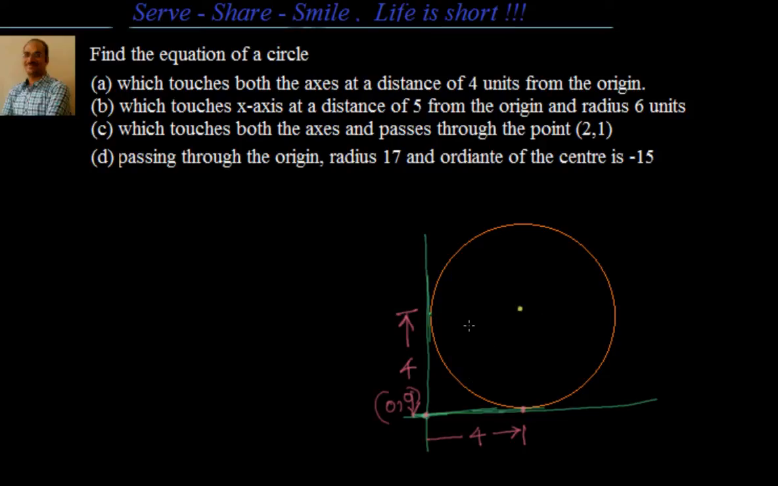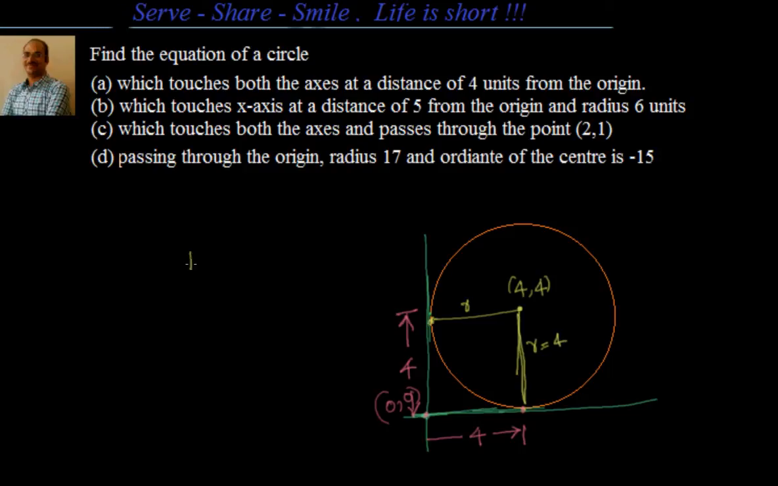You can see very clearly that the center coordinates are 4, 4, because the x coordinate of the center is 4 and the y coordinate of the center is 4. Not only that, if a circle is touching one axis, then that distance is nothing but equal to the radius. So the distance between the touching point and the center is equal to r. So r is also equal to 4.